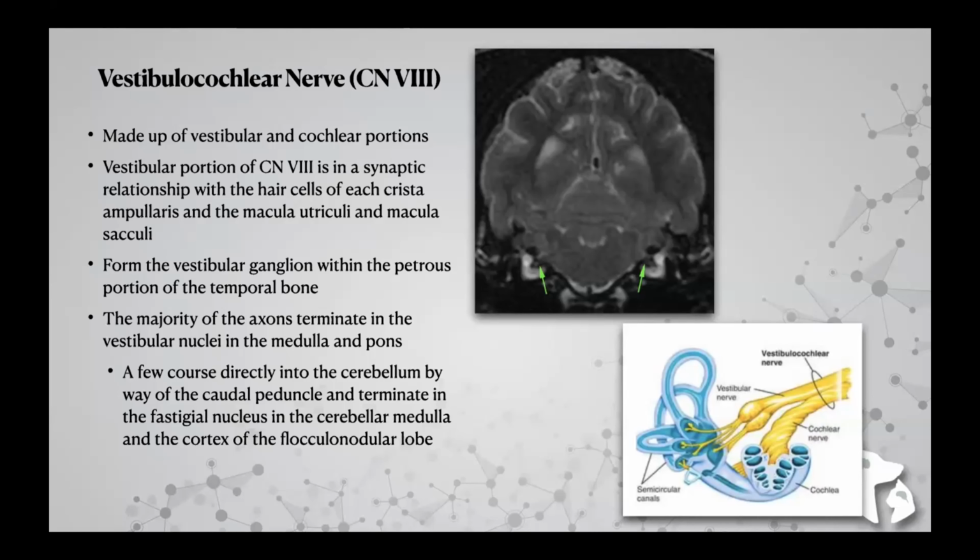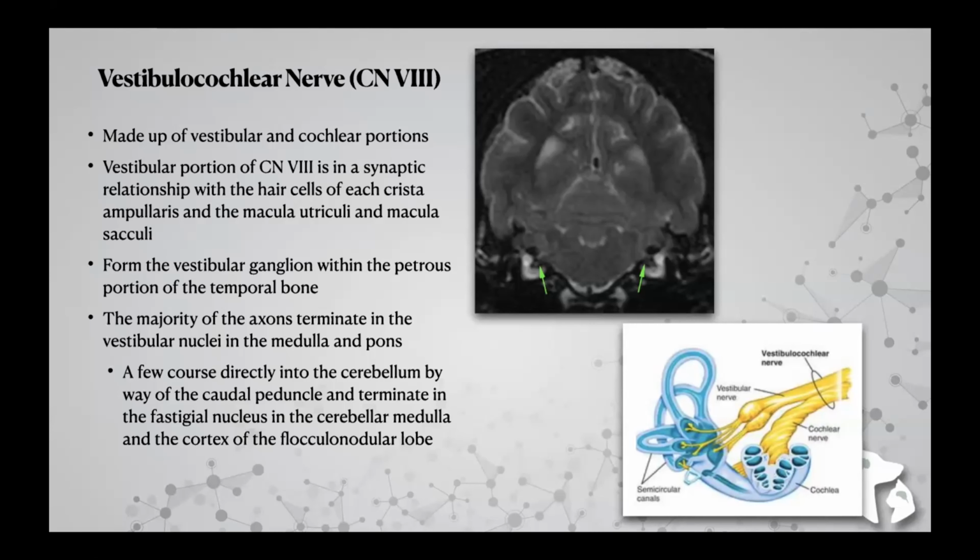But a few of them will course directly into the cerebellum by way of the caudal cerebellar peduncle and terminate in the vestigial nucleus of the cerebellar medulla, and then the cortex of the flocculonodular lobe. And that's important to remember, and we'll get to why, but those are the axons that are involved with paradoxical vestibular dysfunction. Okay, so that's where that comes into play and its importance.